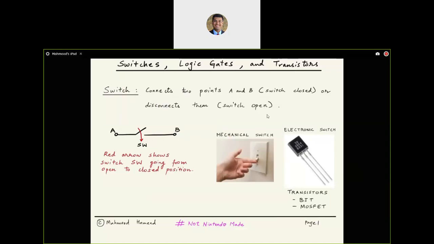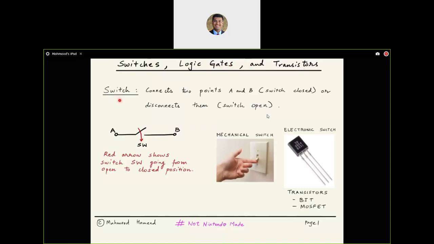Okay, so as the title of this slide suggests, we are going to be talking about switches, how they relate to logic gates, and we are going to try to design logic gates using transistors. So we are going to see how these three elements of a digital circuit play together. So let's start simple, right?